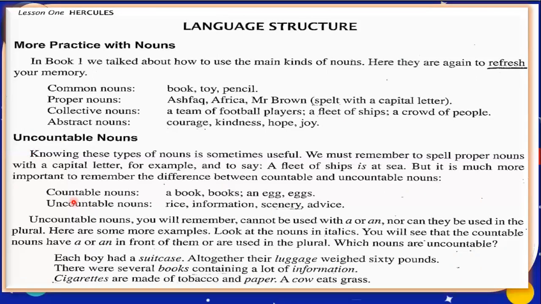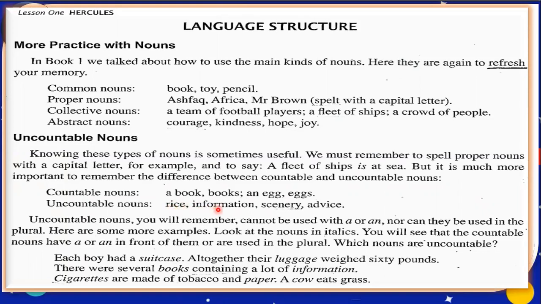For example, here, countable nouns are book, because we can say, I have 2 books, 3 books, buy 5 books. An egg, we can say 1 egg, 2 eggs, 3 eggs. Here it is written uncountable nouns. Uncountable is rice. We cannot say I have 1 rice, 2 rice, 3 rice. Can we say? No. To count rice, we have to say 1 plate of rice, 1 kilogram of rice, not rice only. If we say rice, it will be uncountable.